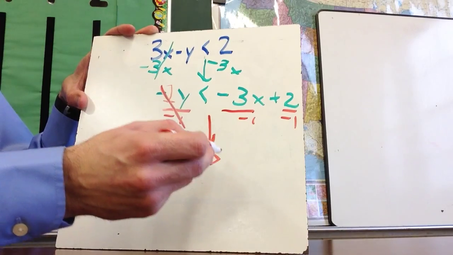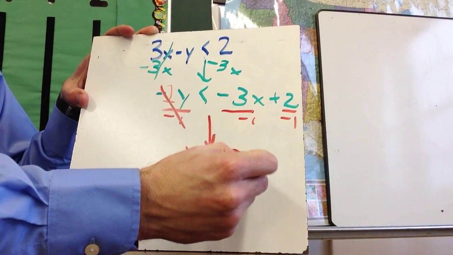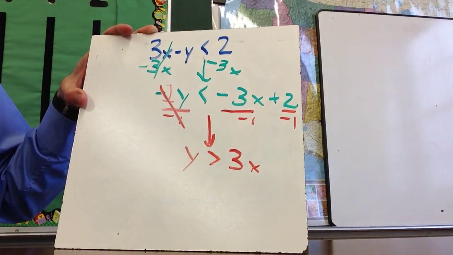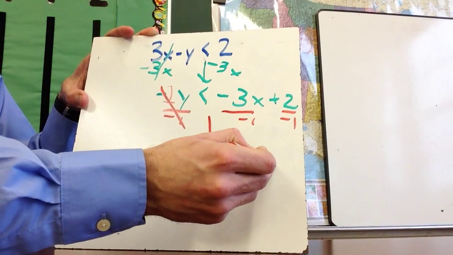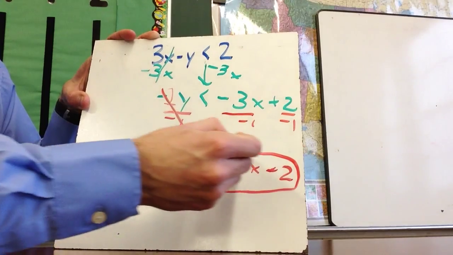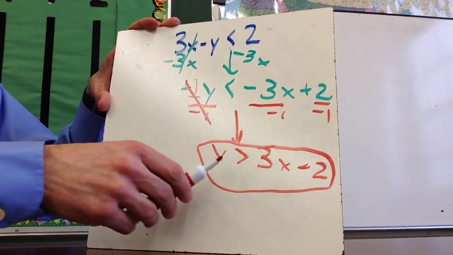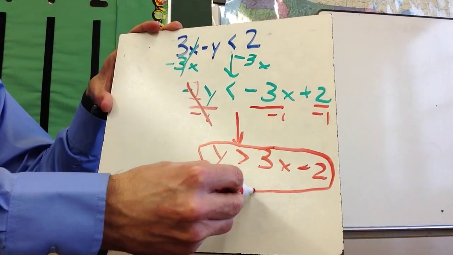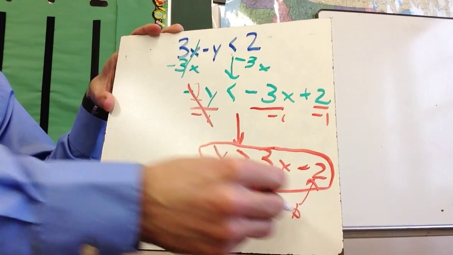Negative 3 divided by 3 is positive 3x. I'm sorry, negative 3 divided by negative 1 is positive 3x. And then 2 divided by negative 1 is negative 2. So this is now the equation that I'm going to graph. Remember it's y equals mx plus b. So this is my slope, that's my m, and that's my b.